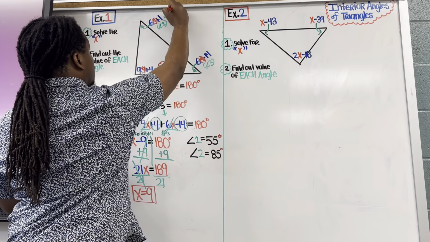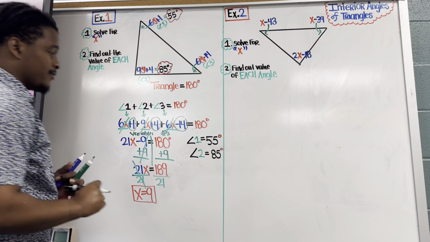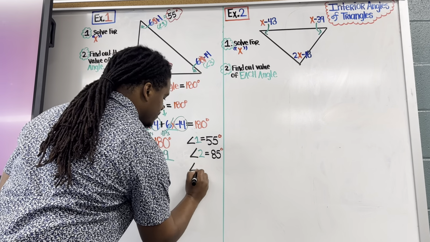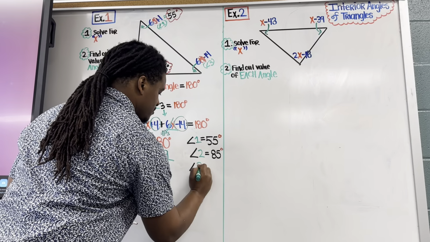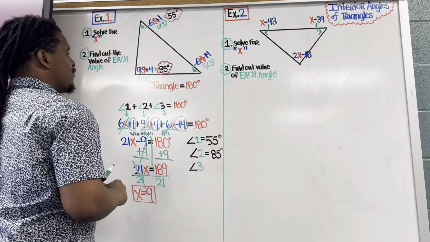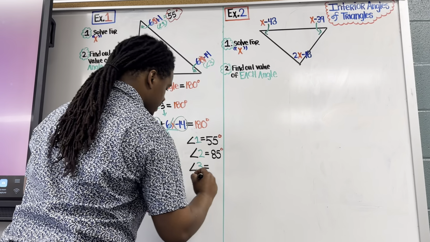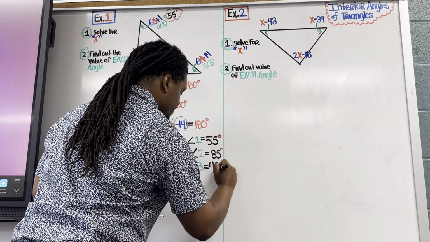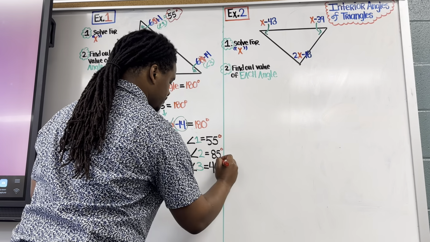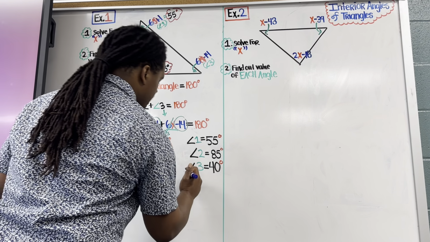Degrees. All right. And then the last angle, which is angle 3. All right, 9 times 6 is 54. 54 minus 14 is 40. That's 40, right? Yes, that is 40. Okay? That's 40, guys. And to make sure, guys, let's make sure that all of them add up to 180.